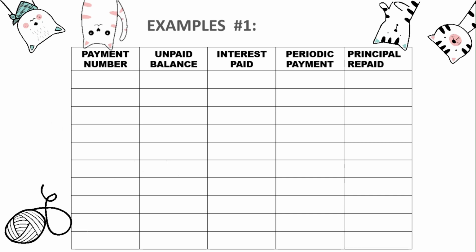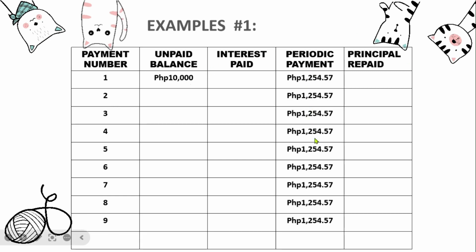Remember the notes and guides earlier. It is said that the payment number is equal to N. So our N is 9. So we should put in 9 numbers here like this: 1, 2, 3, 4, 5, 6, 7, 8, 9. And our unpaid balance is 10,000, and our periodic payment is the one that we solved. It is 1,254.57. Always remember that all periodic payments are always equal.